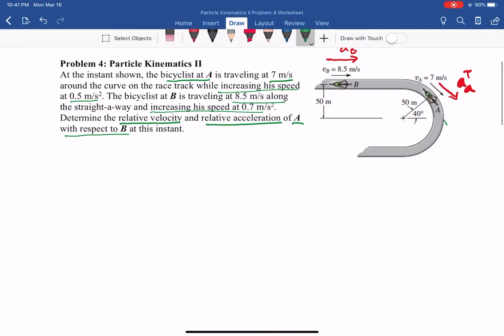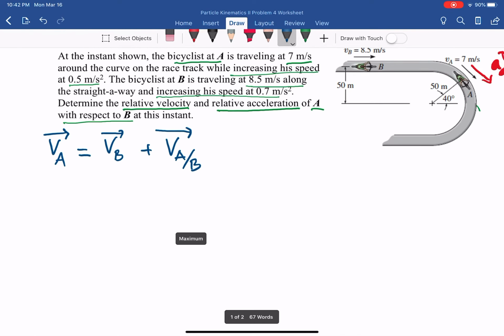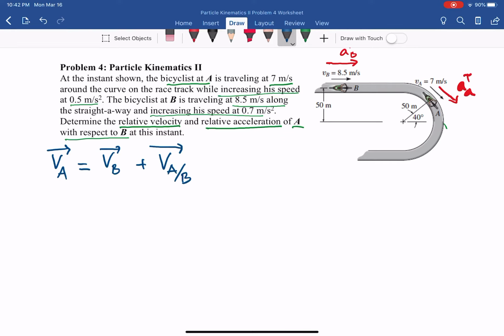So there are two portions that we need to solve. The first is the relative velocity and the second one is the relative acceleration. So let's start with the relative velocity, A with respect to B. So we have V of A equal to V of B plus V of A relative to B. So from that, we can do the same as before and draw the kinematic diagram.